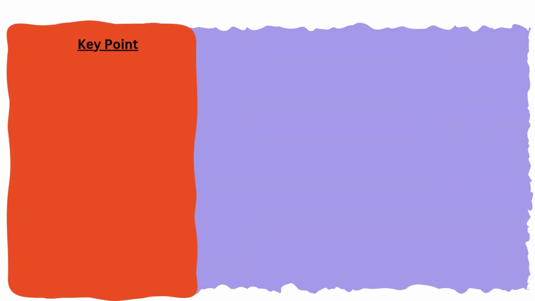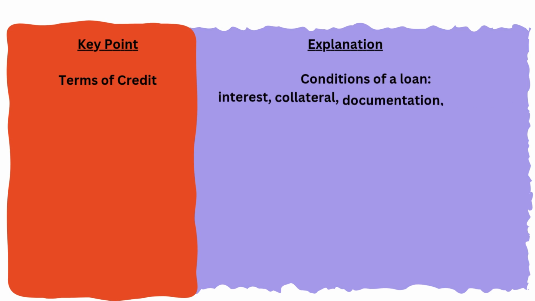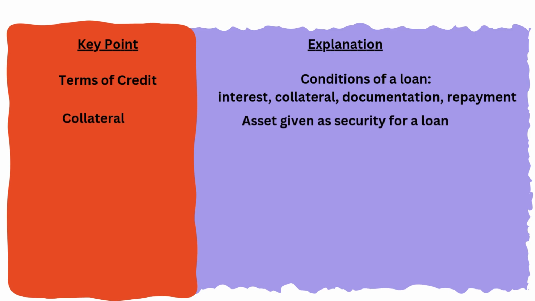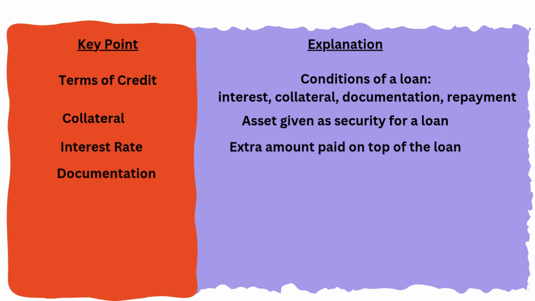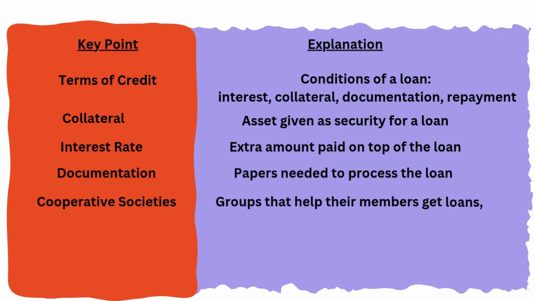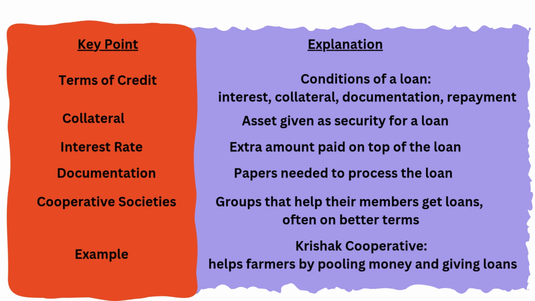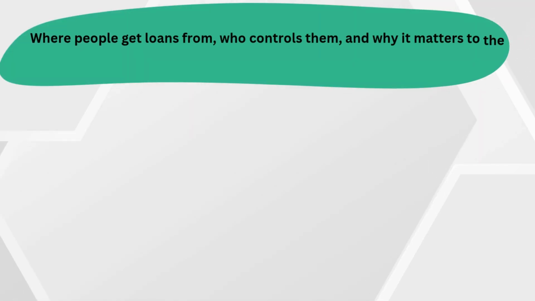So let's look at the key point and explanation for it. Terms of credit, basically conditions of a loan, interest, collateral, documentation and repayment together becomes the terms of credit. Collateral, basically assets given as security for a loan. Interest rate, extra amount paid on top of a loan. Documentation, papers needed to process the loan. Cooperative societies, groups that help their members get loans often on better terms. Example, Krishak Cooperative helps farmers by pooling money and giving loans. Now let's try and understand where people get loans from, who controls them, and why it matters to the economy.